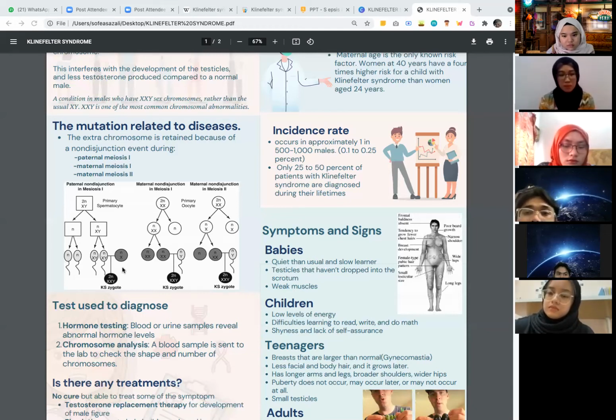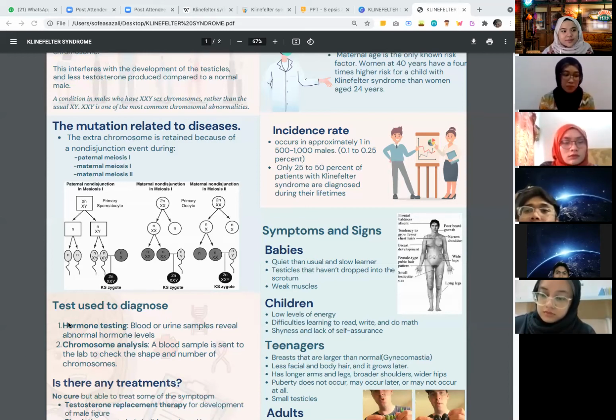And then the last one is maternal non-disjunction in meiosis 2. So the non-disjunction occurs during meiosis 2, producing a cell that contains no chromosome at all and one cell containing two X chromosomes. So when fertilization occurs with a normal sperm cell, it will produce the extra X chromosome zygote, which is related to Klinefelter syndrome. So that's all from me. I will pass to the next presenter.